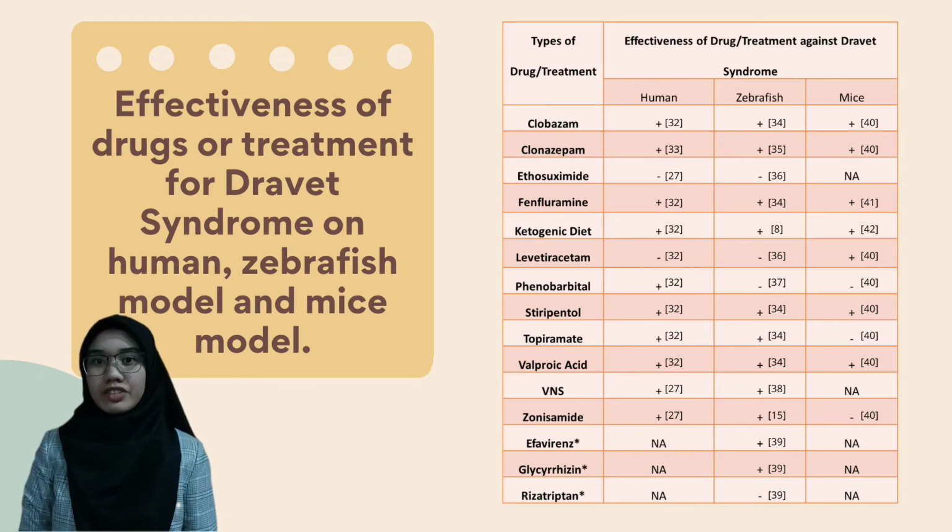The effectiveness of drugs or treatment for Dravet syndrome on human, the zebrafish model, and the mice model are compared in this table. The results show that out of 12 currently used drugs or treatments, the zebrafish had scored 91.67%, similar to the effectiveness of anti-epileptic drugs used on Dravet syndrome patients.